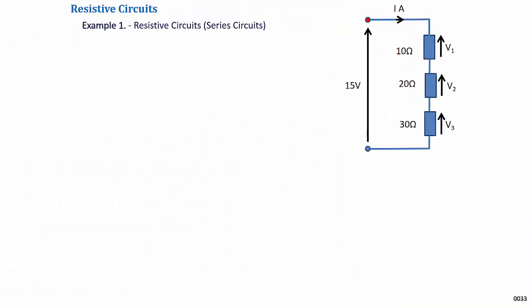The following example is in the accompanying workbook, Resistive Circuits, Series Circuits. Here, we are required to determine the total resistance of the circuit, the circuit current, and finally, the voltage across each resistor.